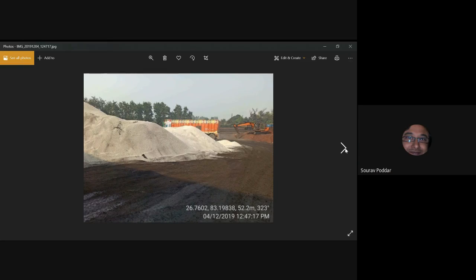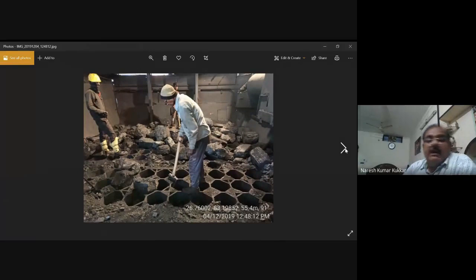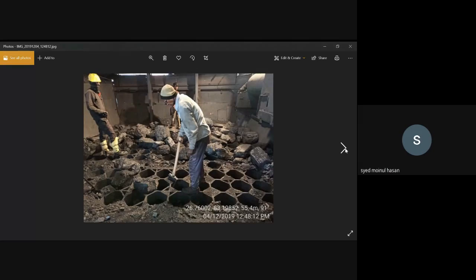This is a limestone area, and it's a coal or bigger one. Then they broke it down.